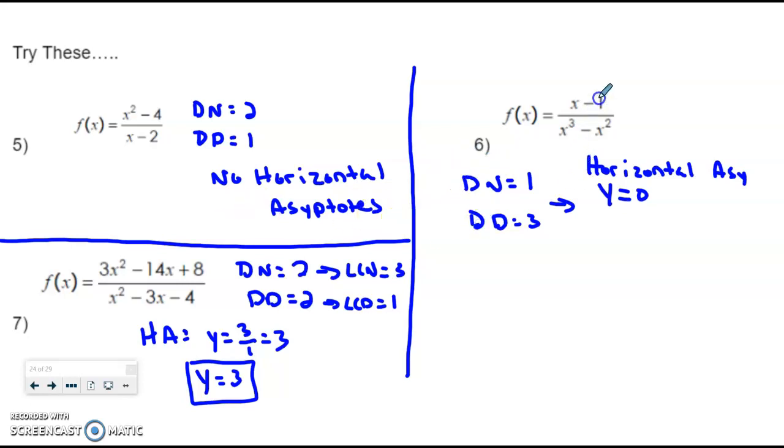If I look at number 6, the degree of the numerator was 1, the degree of the denominator was 3, so because the degree of the denominator is bigger than the degree of the numerator, we can say that the horizontal asymptote is going to be at y equals 0.